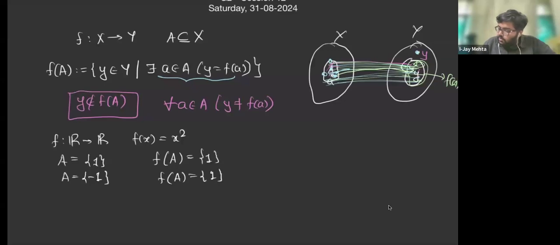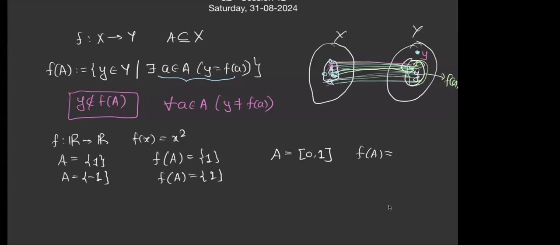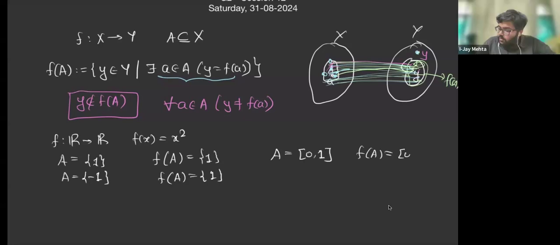Okay. If I take A equals the closed interval 0, 1, what will be f of A? So 0, 1, right? Squaring. If I square any number, if x is between 0 and 1, what is x square? f of x equals x square, so x square also is between 0 and 1, where 0 and 1 are included. Good.